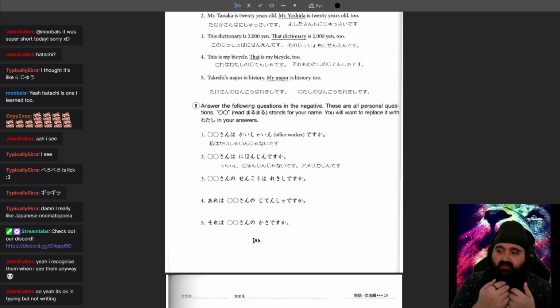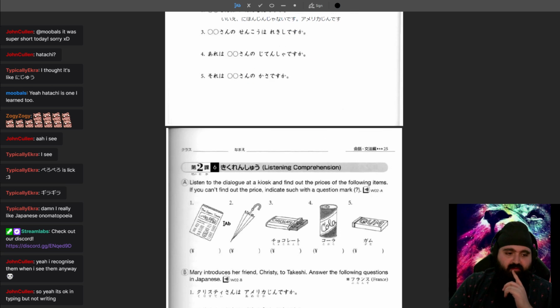So if I say watashi no kasa desu, I drop desu and keep watashi no kasa, and replace desu with janai desu. So watashi no kasa janai desu. Perfectly okay. John-san no kasa desu. So yeah, it's okay in typing, but not in writing.